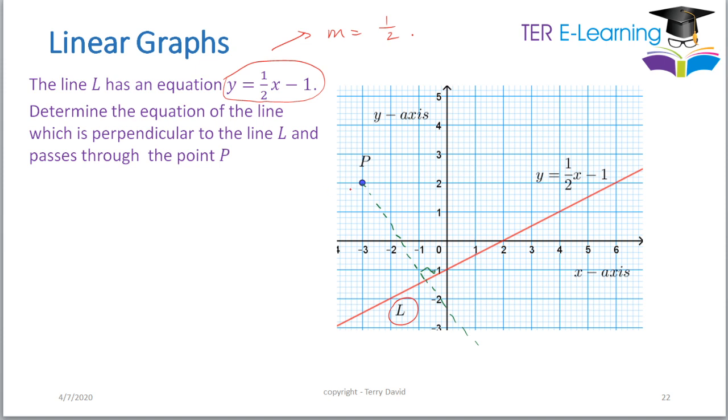So for the line that is passing through P, the perpendicular line, we need to figure out what that gradient is. So remember what I told you all. If we start off with a half, first thing we need to do is to invert. When we invert a half, we're going to get 2. And we need to put a minus sign in front of it. So you're going to get minus 2.